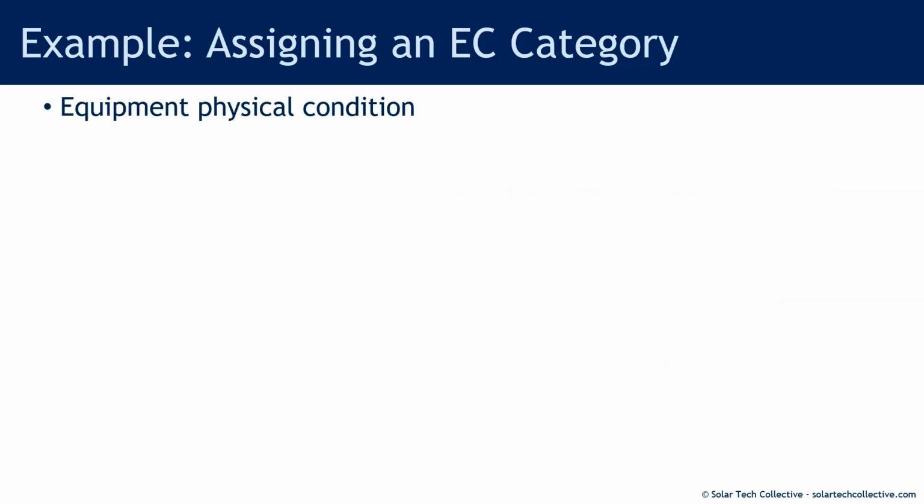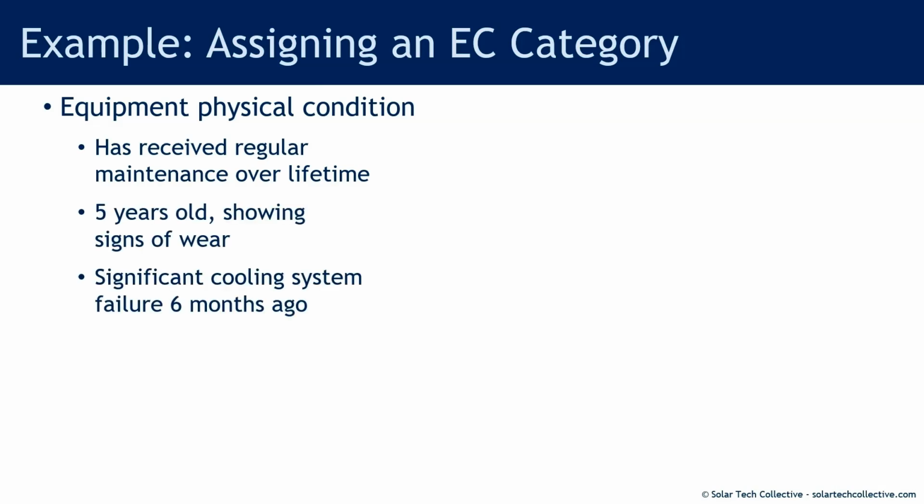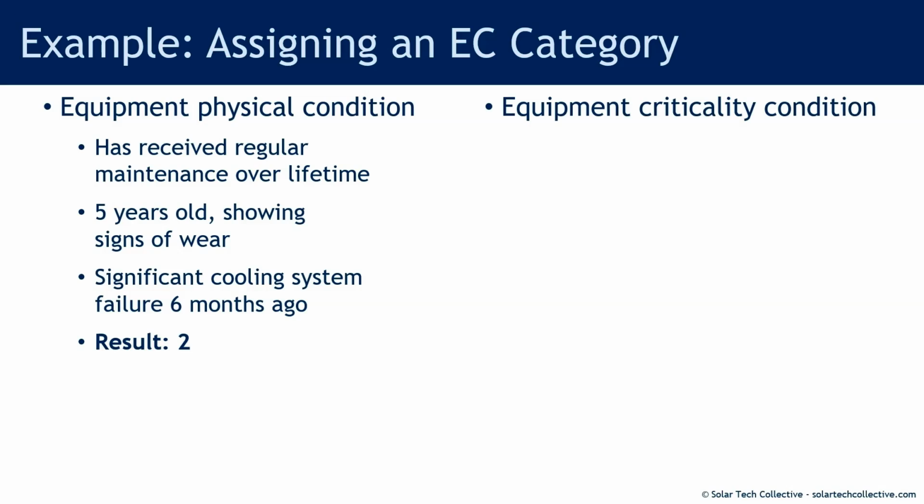The first step is to evaluate the physical condition of the inverter, including maintenance and test records. The evaluation results tell us that the inverter has received regular maintenance over its lifetime, which is good, that it is 5 years old and shows some signs of wear, not surprising. But the most important detail that we find is that it had a significant cooling system failure roughly 6 months previous. Combining its age, signs of wear, and a recent significant failure points us in the direction of assigning equipment physical condition 2.